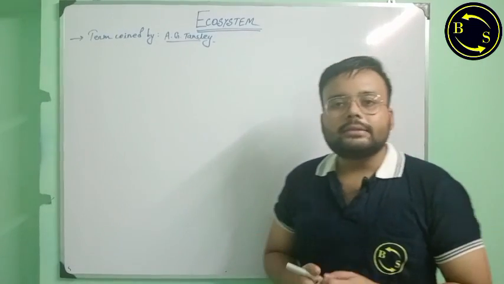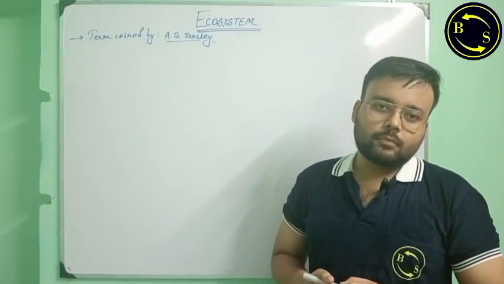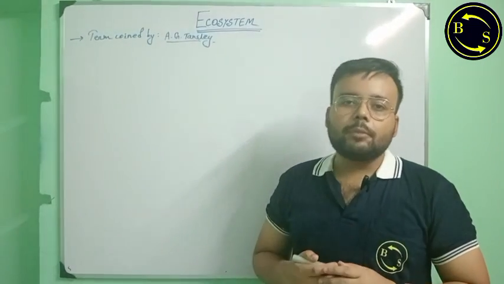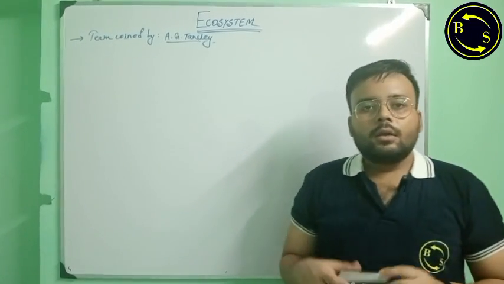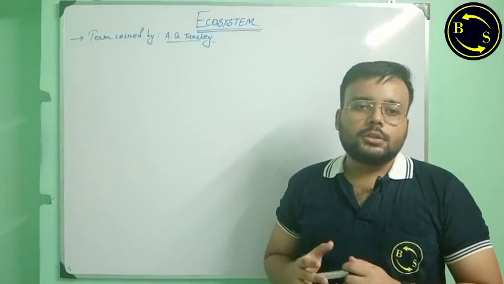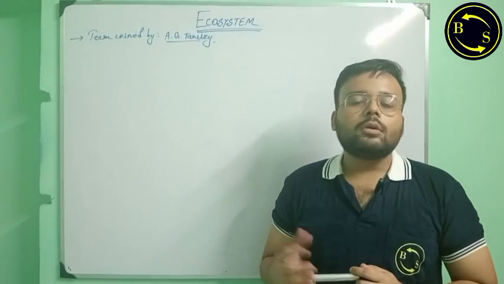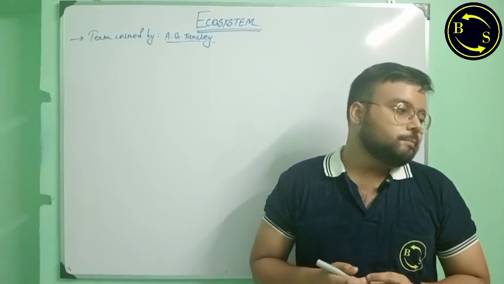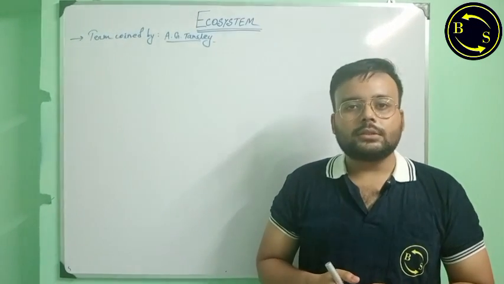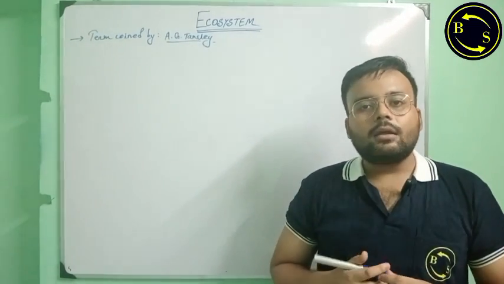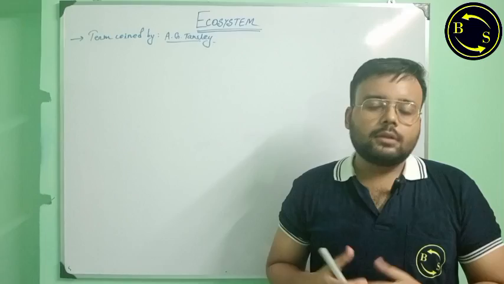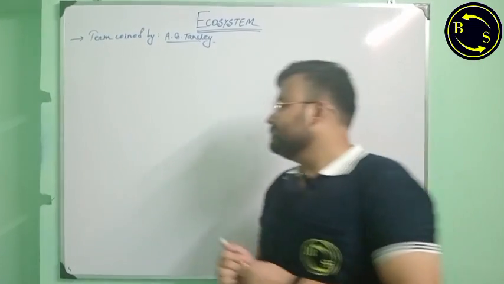Now, what is an ecosystem? The term ecosystem was coined by A.G. Tansley, and the father of ecology has been referred to as E.P. Odum. Okay. Now, what is ecosystem? To understand ecosystem, we need to understand the various spheres that make up our Earth.